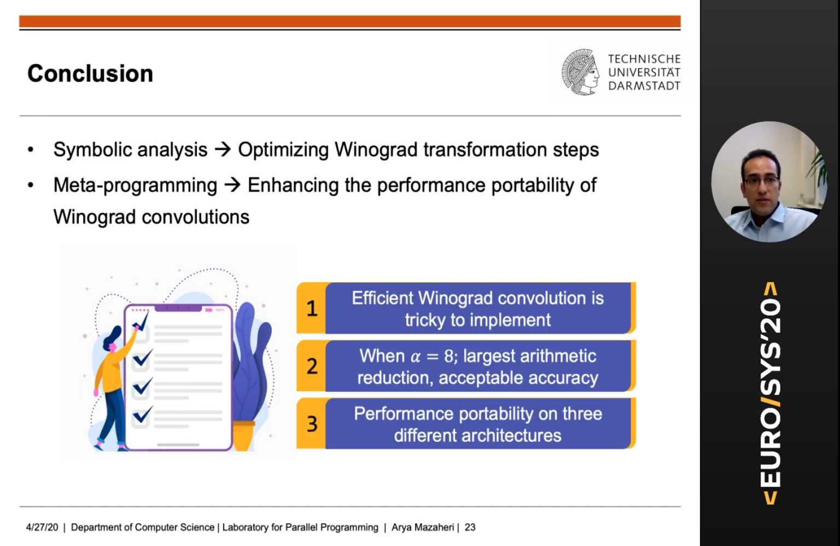So, to conclude my talk, we use symbolic analysis to optimize the Winograd transformations, and we use metaprogramming and code generation to enhance the performance portability of Winograd convolutions. We realized during this project that efficient Winograd convolution is really tricky to implement, and when alpha, the internal tile size of the Winograd, is equal to 8, we can achieve the largest arithmetic reduction with acceptable accuracy loss. And last but not least, performance portability on 3 different architectures has been evaluated. We evaluated the performance on NVIDIA, AMD, and also on a mobile GPU, and we realized that we can get acceptable performance and we can actually achieve performance portability compared to vendor libraries.